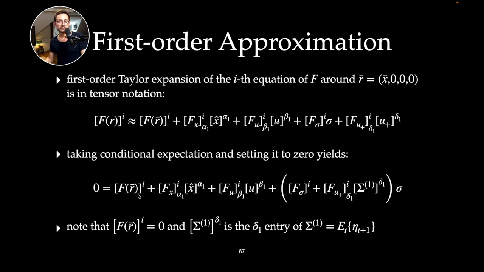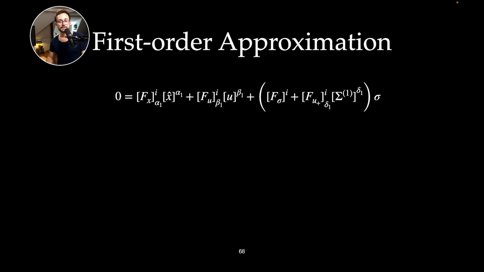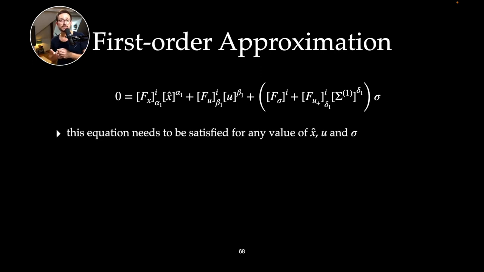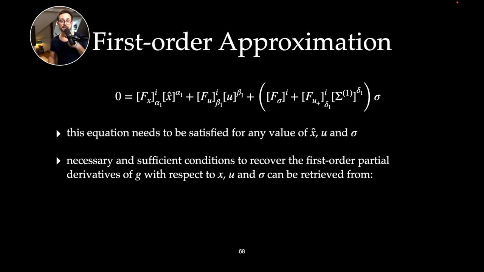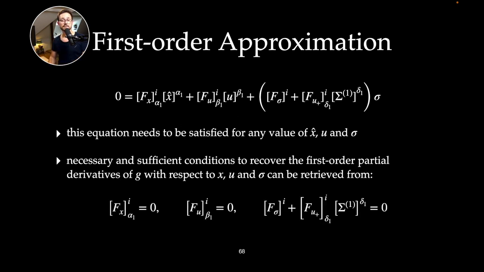Now, of course, when I evaluate my model equations at the non-stochastic steady state, this is 0, and this term over here is the first entry of the first order moment. So for a solution, this equation needs to be satisfied for any value of x hat, u, and sigma. And the only way that this can happen is when the coefficient matrices that I multiply up front are zero. Then for any value of x hat, u, and sigma, this equation will be satisfied. So the necessary and sufficient conditions to recover the first order partial derivatives of g with respect to x, u, and sigma can be retrieved from setting those coefficient matrices to zero.